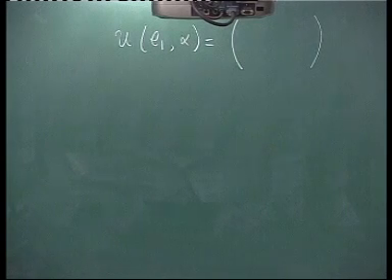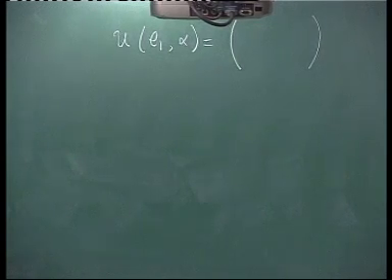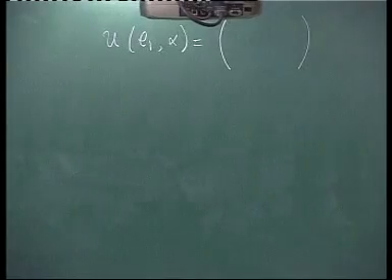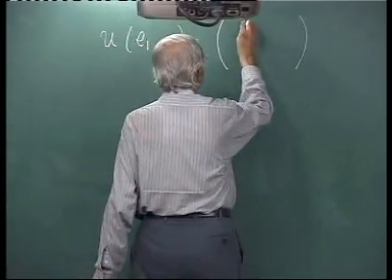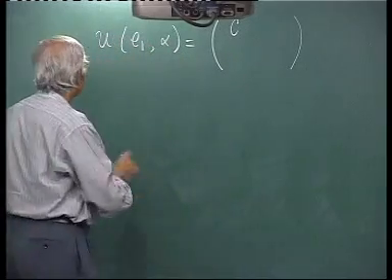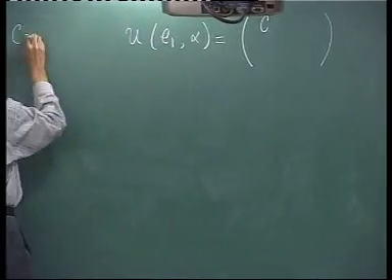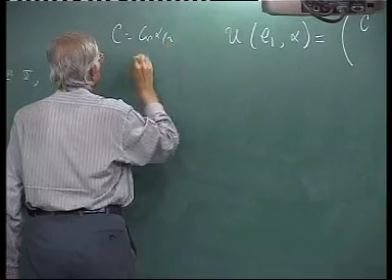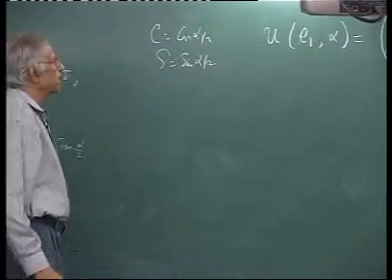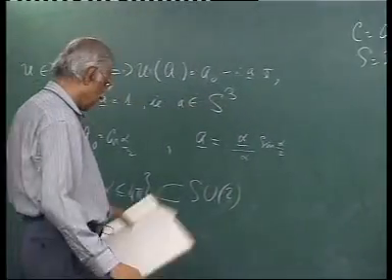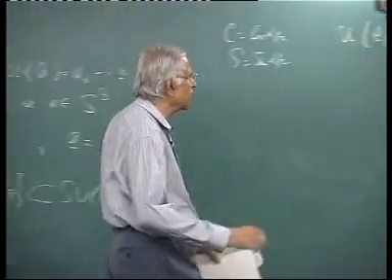What's the 1, 1 element? Cos alpha by 2. I'll just write C. C stands for cos alpha by 2. S stands for sin alpha by 2. So what is the 1, 2 element? Minus S.